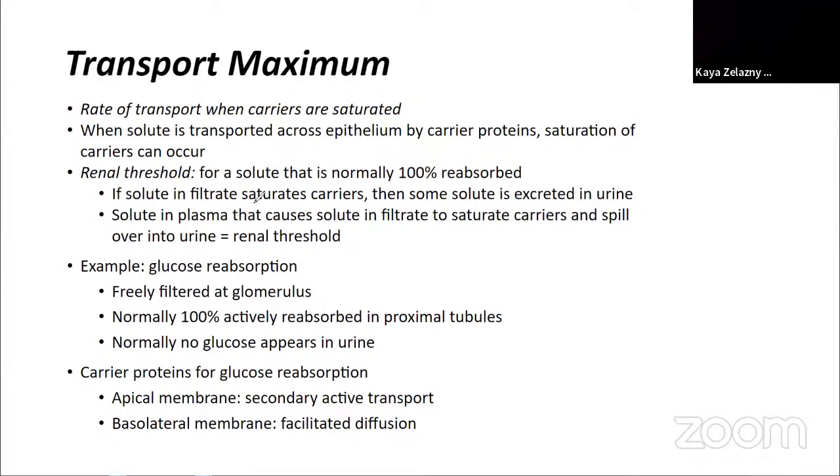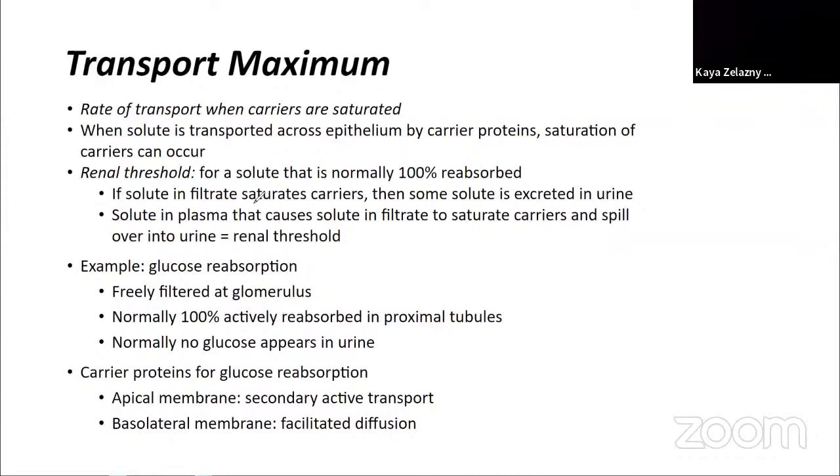But if we reach or exceed the renal threshold, we're going to see that we are at our transport maximum or above our transport maximum, meaning all those carrier proteins are going to be full. They're not going to have any more capacity to handle more glucose because they're already busy, which means you're going to see some of that glucose remaining in the filtrate and therefore showing up in the urine.